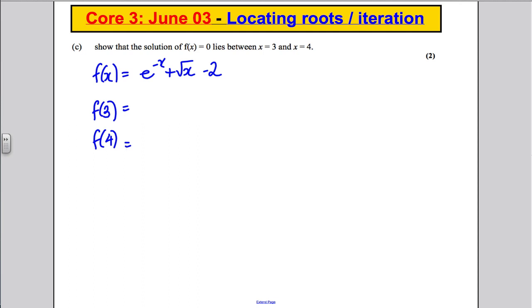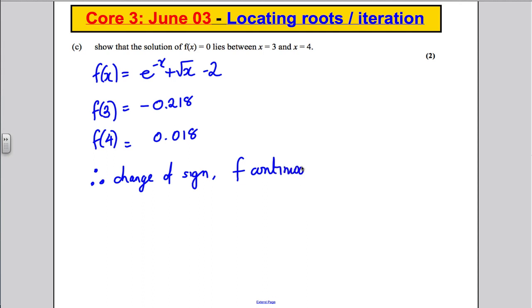If you put in 3, you get negative 0.218. If you put in 4, you get 0.018, and therefore change of sign and f continuous. Those two facts tell you that there is a root between 3 and 4.